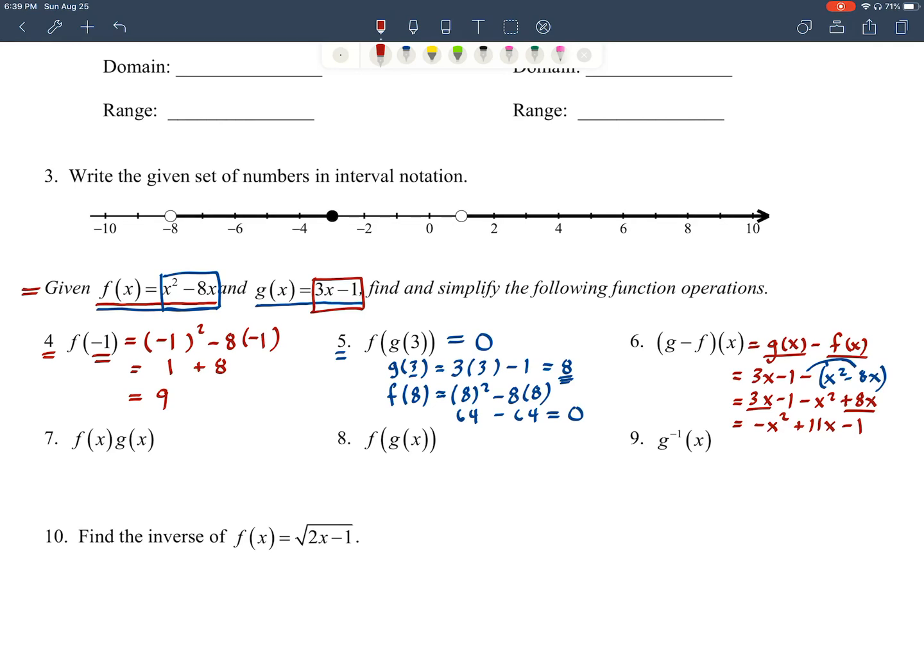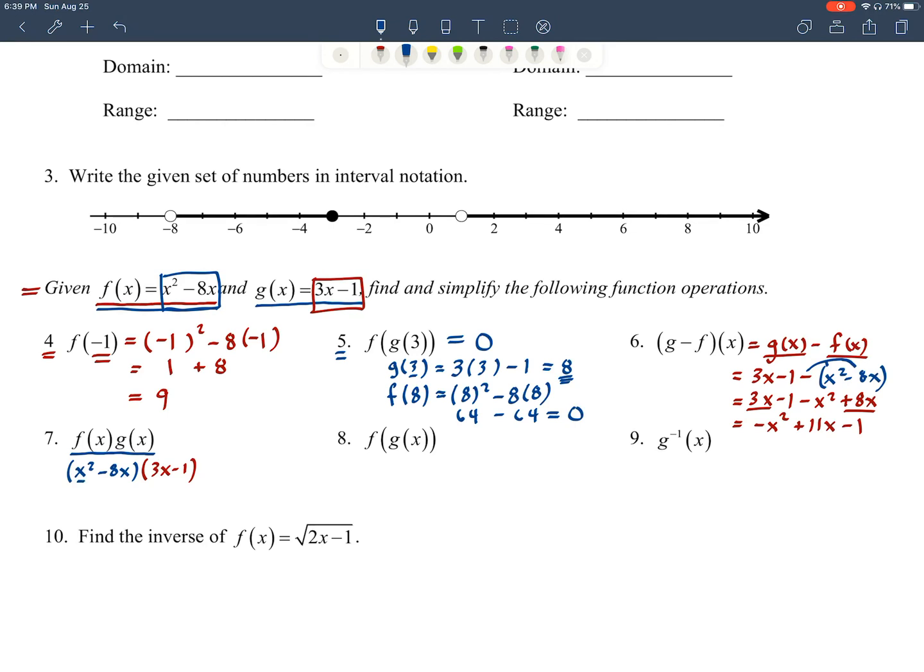On to number 7. So number 7, we have f of x times g of x. So we're going to take our expression for f of x, which is x squared minus 8x, and we're going to multiply it times our g of x, which was 3x minus 1. Now you may set up a generic rectangle, or you could do the FOIL method, whichever you're most comfortable with. I'm going to go ahead and just FOIL it out there.